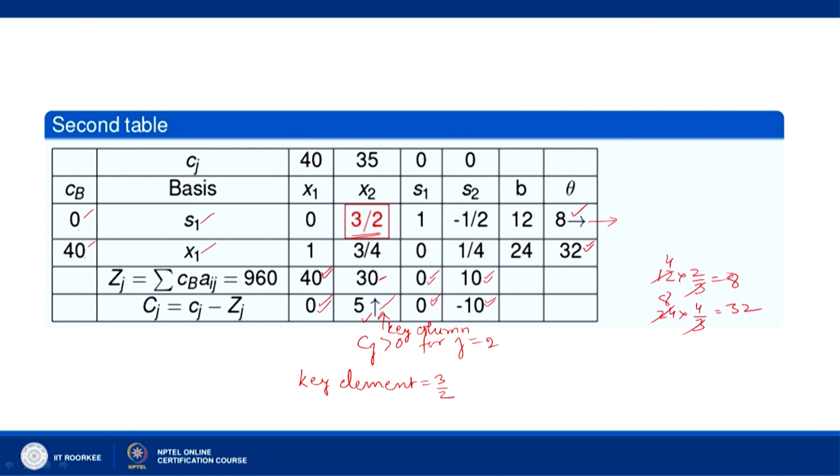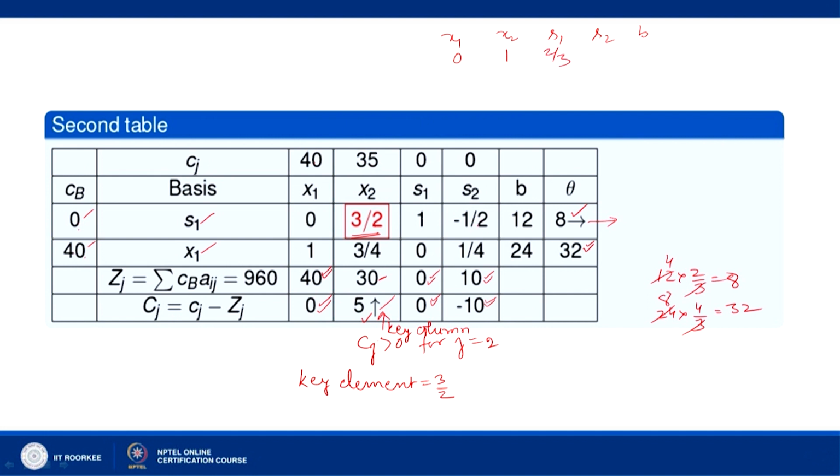Now, what will we do? We divide this key row by the key element. Then what will we get? x1, x2, s1, s2, b. After dividing by 3 by 2, we will get 0, 1, 2 by 3.